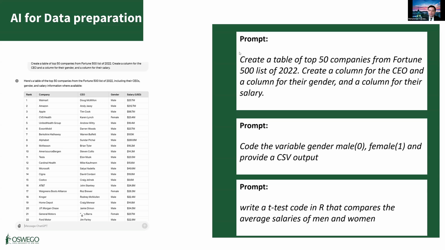But you can see here, I asked ChatGPT to create a real data set of the CEOs of Fortune 500 companies. So create a table of 50 companies from the Fortune 500 list of 2022. Create a column for the CEO and a column for their gender and a column for their salary, right? So I tasked ChatGPT to list 50 companies from Fortune 500. Then I asked it to write the name of the company, find the CEO, their gender, and the salary, right?